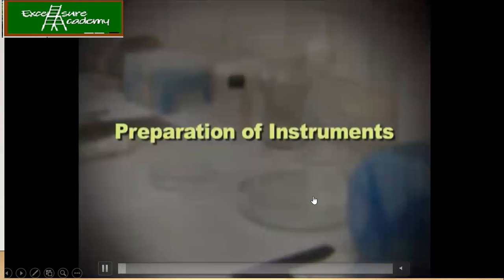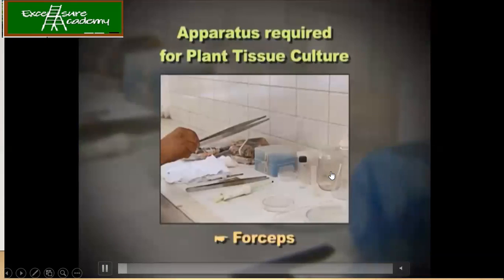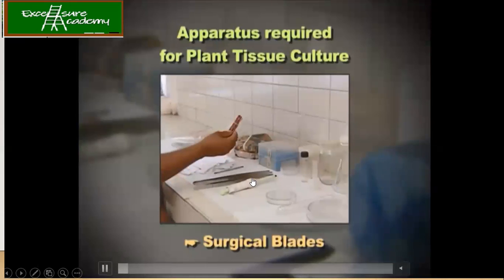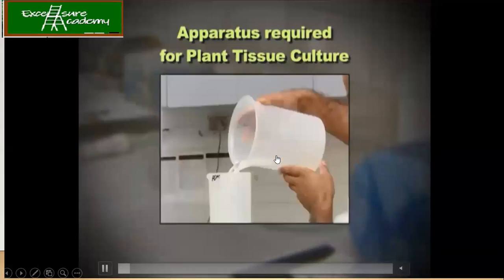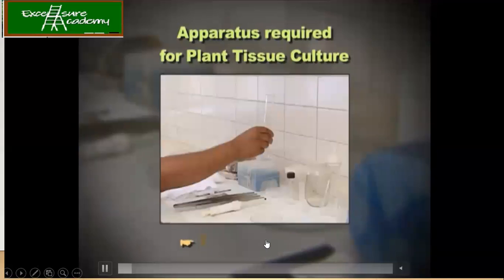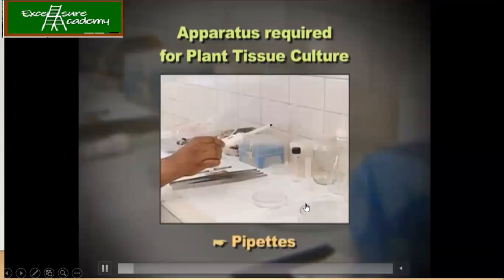Now let's talk about the preparation of instruments. So what apparatus do we require for plant tissue culture? We have the forceps, scissors, blade holder, surgical blades. All these are required in order to hold the plant so that you can make small pieces. Now you need the apparatus also in order to make the media. Then all these are required to prepare the media. Then disposable pipette tips so that you can add the growth factors and all.